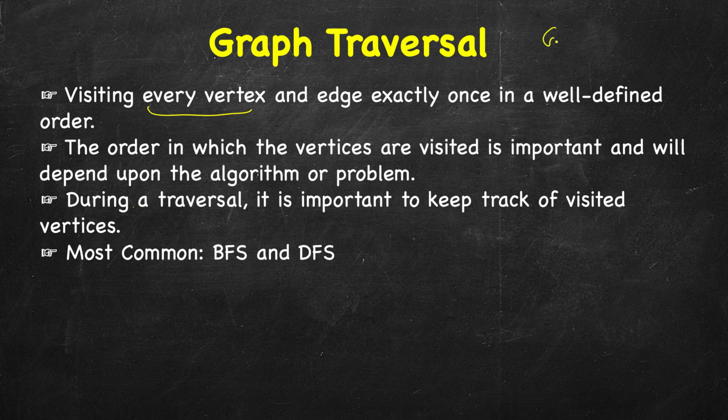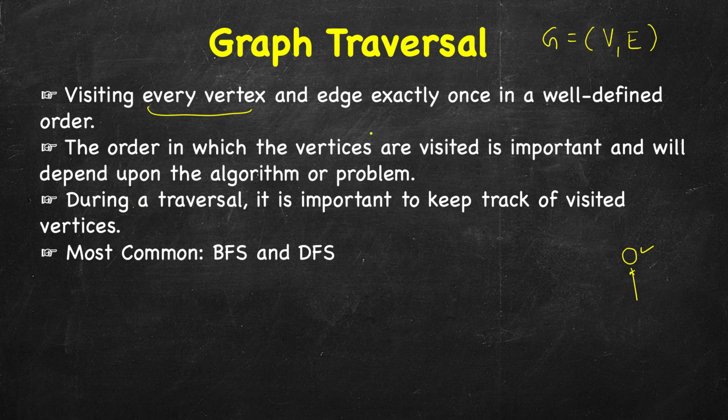A graph is composed of vertices and edges. So we have to visit each vertex and edge exactly once. We will never go to a vertex which is already visited. And the order in which the vertices are visited is important, and that will depend on the algorithm that we are using or the problem that we are solving.